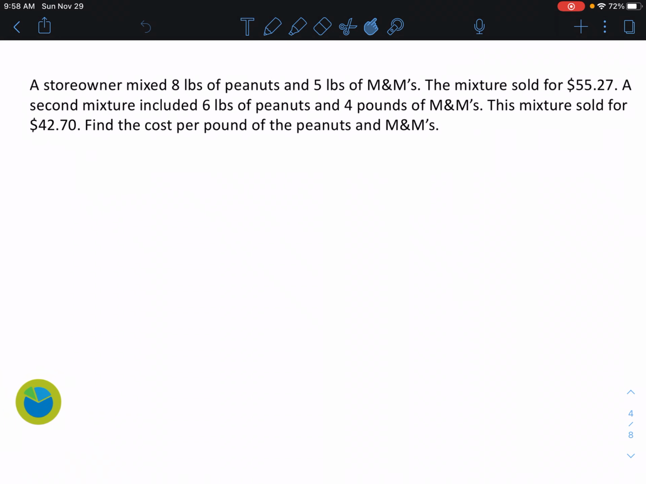So here, a store owner mixed 8 pounds of peanuts and 5 pounds of M&Ms. The mixture sold for $55.27. A second mixture included 6 pounds of peanuts and 4 pounds of M&Ms. This mixture sold for $42.70. Find the cost per pound of the peanuts and the M&Ms.